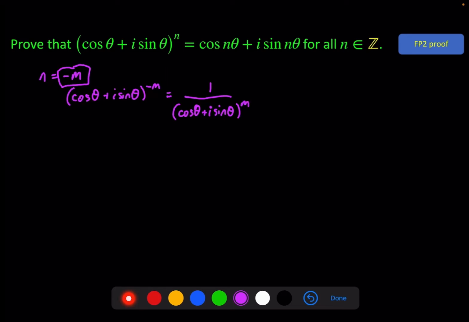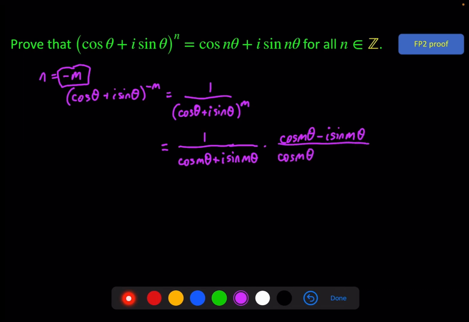Now m here is a positive integer and we know it holds true, so I can convert this in the denominator using what we already have proven to this. And then we need to make it look in this form again, with a minus m in here and here. To do that, we need to manipulate this fraction, and I'm going to multiply top and bottom with cos m theta minus i sine m theta. Same on the bottom.